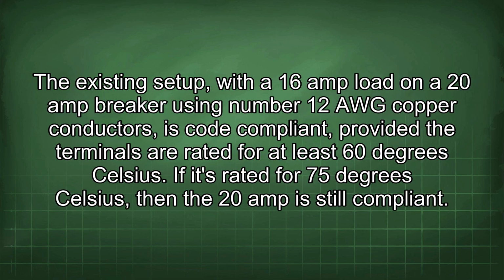The existing setup, with a 16 amp load on a 20 amp breaker using number 12 AWG copper conductors, is code compliant, provided the terminals are rated for at least 60 degrees Celsius. If they are rated for 75 degrees Celsius, then the 20 amp is still compliant.